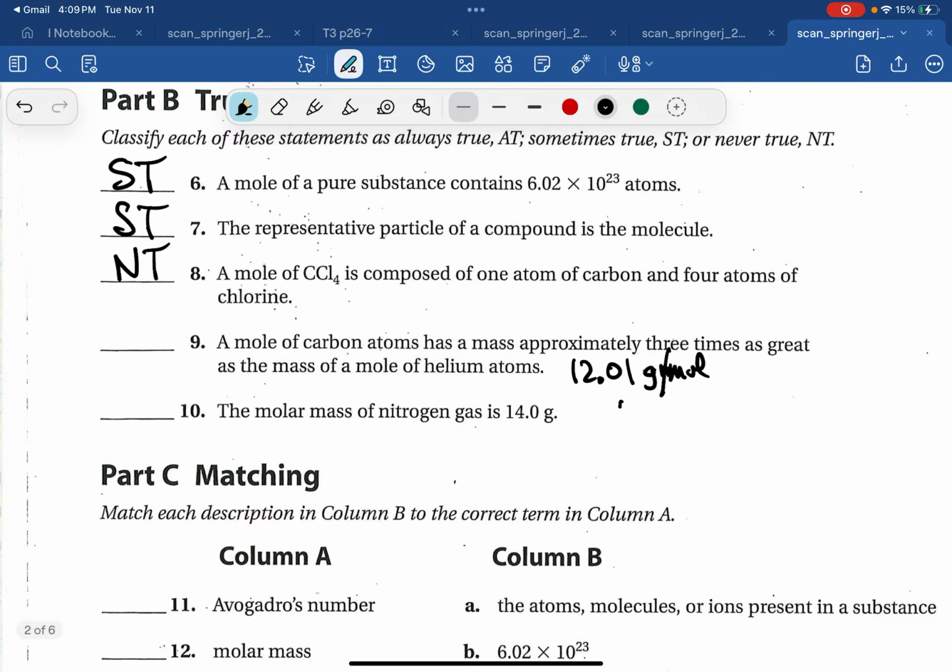And helium is like 4.04, I think, which is about 3 times. 3 times 4 is 12. So, yeah, that's usually true. I hope it's always true.